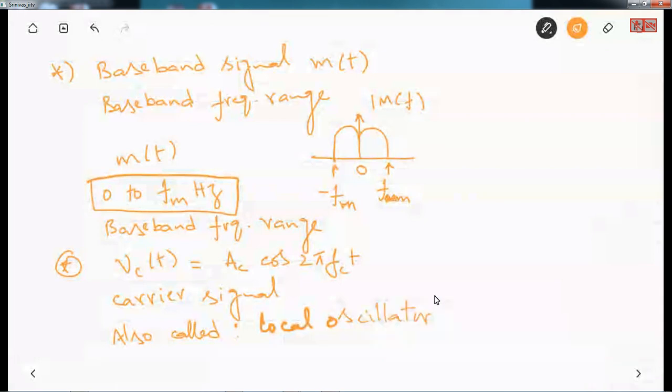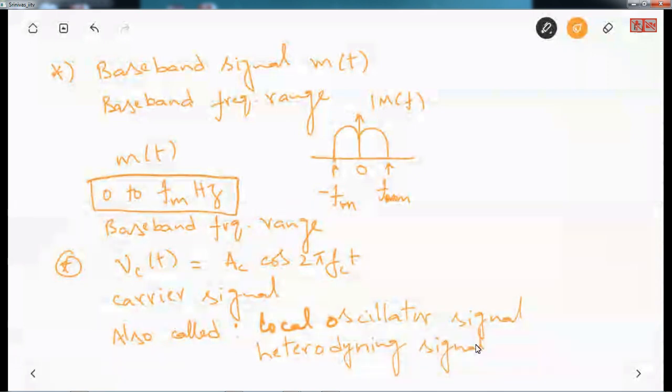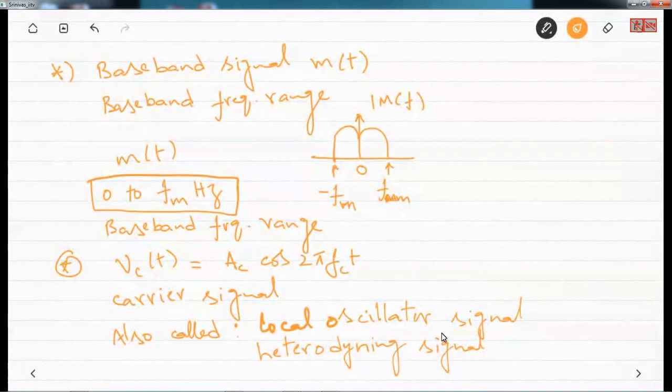It's also called the heterodyning signal, because if you read some other textbook, maybe you will find a different term for this. So just note it down that it's also called local oscillator signal or heterodyning signal. You will come to know why it is called so. But we'll stick to the term carrier signal, as it is more meaningful.